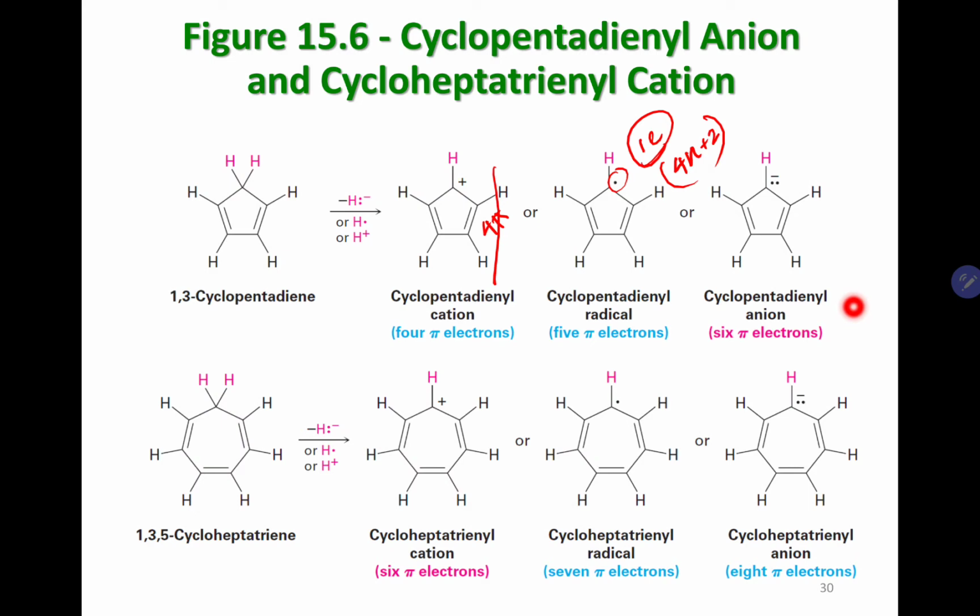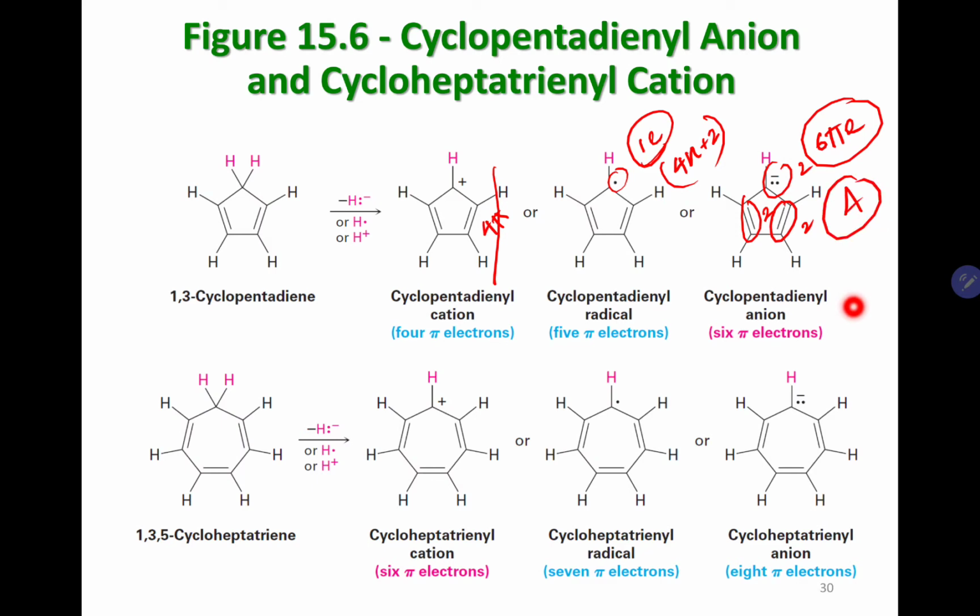But in here you have a total of 6 pi electrons. How? 2 here, 2 here, and 2 here. That is 6 pi electrons. Whenever you have 6 pi electrons, that is a solution for 4n plus 2. So this is aromatic.